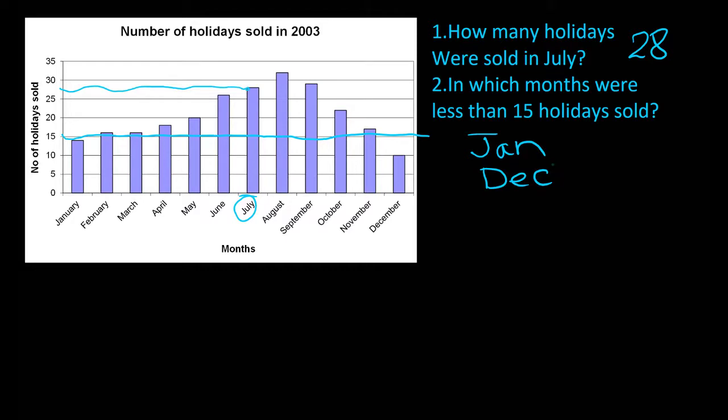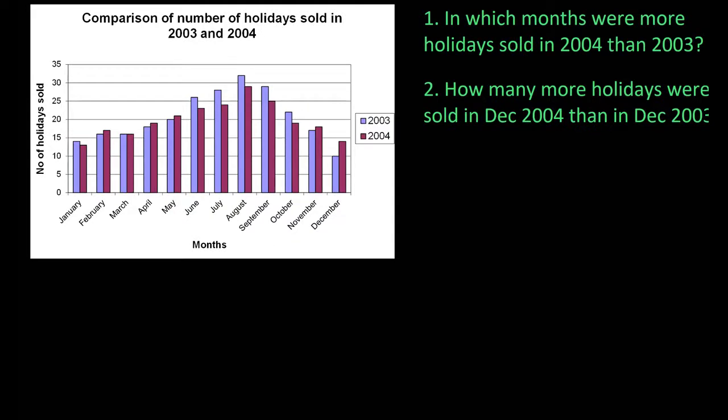So let's look at one more example. First question, in which months were more holidays sold in 2004 than 2003? So this time we've got a slightly more complex bar chart because it's got double bars. So we're going to need to look at the key part, which is here. And what we can see is that 2004 is the red and 2003 is the blue. So we want to know which months were there more in 2004. So we're looking for which pairs have the red taller than the blue, basically.